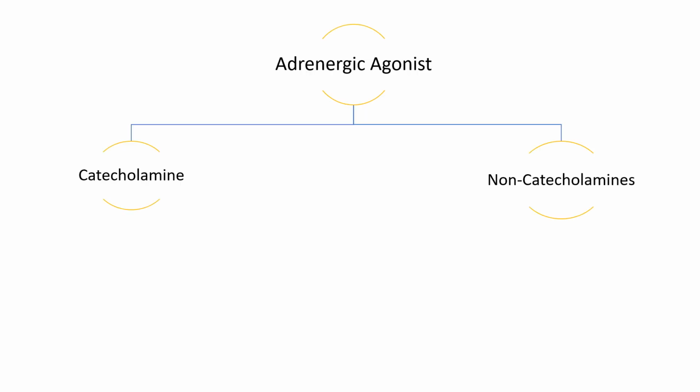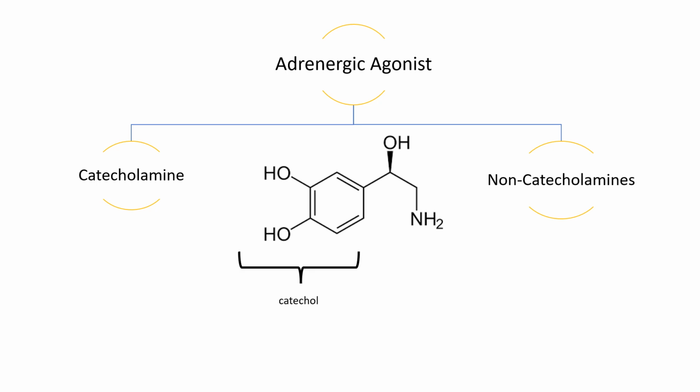Adrenergic agonists fall into two major chemical classes, that is catecholamines and non-catecholamines. A catecholamine is an organic compound that has a catechol, which is basically a benzene ring with two hydroxyl side groups, an intermediate ethyl chain, and a terminal amine group. On the other hand, non-catecholamines have a similar backbone structure but without those two hydroxyl groups on adjacent carbons on the benzene ring, thus the name non-catecholamine.